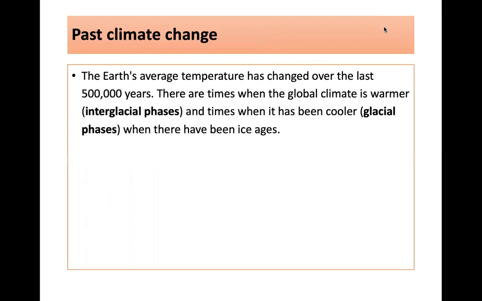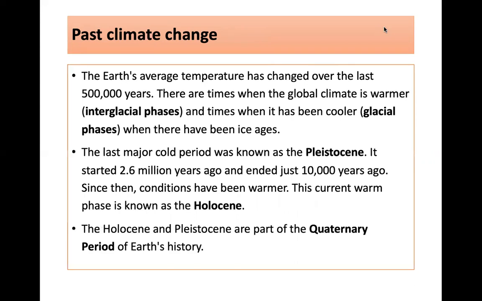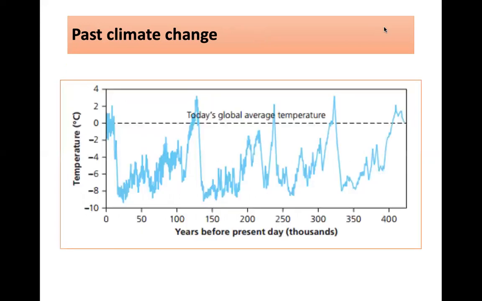There are times when the global climate is warmer, when you get these interglacial phases, and times when it has been cooler, these glacial phases, when there has been an ice age. So the last major cold period was known as the Pleistocene. It started 2.6 million years ago and ended just 10,000 years ago. Since then, conditions have been warmer. This current warm phase is known as the Holocene. Now, the Holocene and the Pleistocene are part of the Quaternary period of Earth's history.